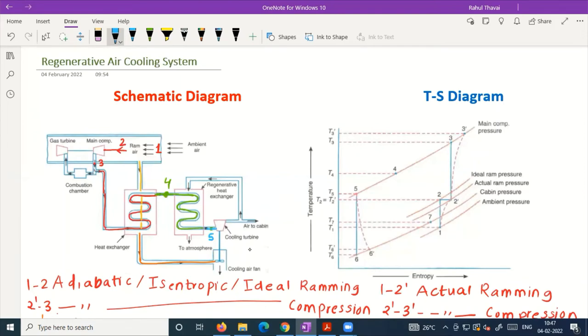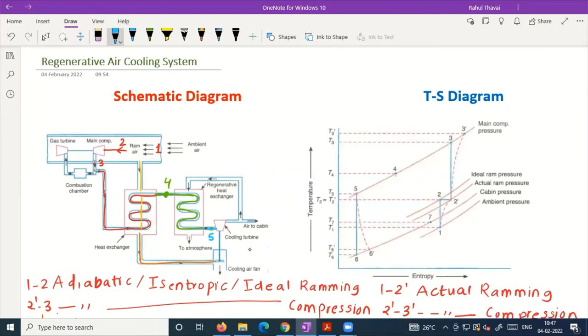So you can see, we move from 3 or 3 dash to 4 in the heat exchanger, and 4 to 5 is the regenerative heat exchanger. Now why is it called a regenerative heat exchanger? Try to understand this. In 4 to 5, the temperature is further decreased from T4 to T5. At the exit of the first heat exchanger the temperature was T4, and we have lowered it somewhat till T5.